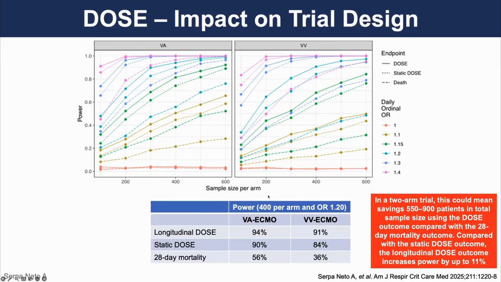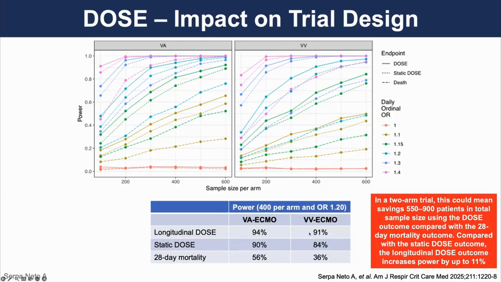Considering, for example, this simulation with 400 patients per arm and an odds ratio of 1.20, which is a moderate effect, a realistic effect. If we use longitudinal DOOR, the power is 94% in VA ECMO and 91% in VV ECMO. If you use a static DOOR, it's 90% and 84%. And if you use 28-day mortality, it's 56 and 36%. So much higher power with longitudinal DOOR.